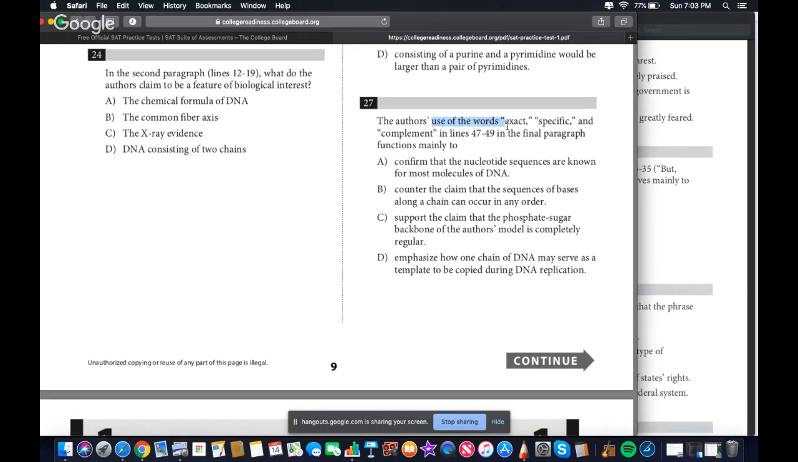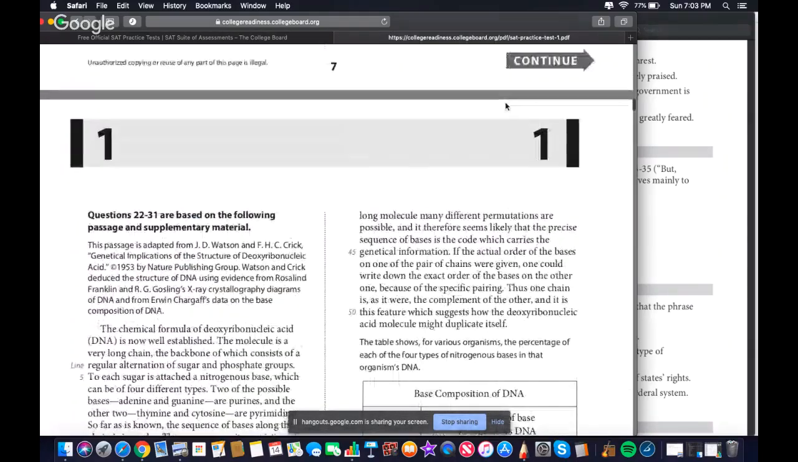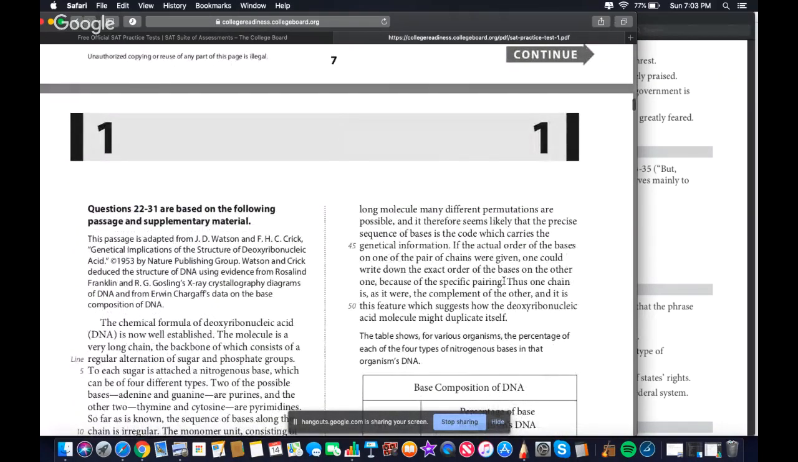Okay, so why does the author use these words exact, specific, and complement in the final paragraph? Functions. You see use and function? That's the style of question. Look, let's go to 47 to 49, then go right above and right below. 47 to 49.